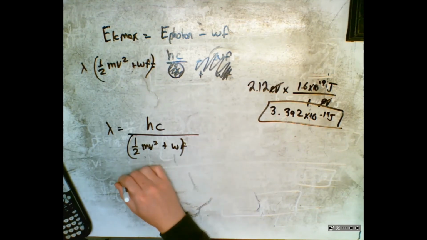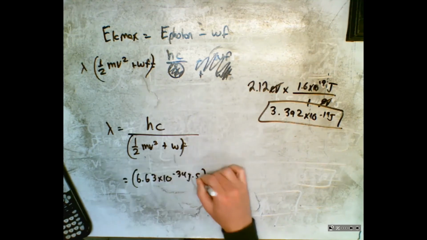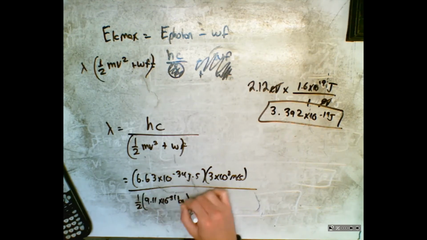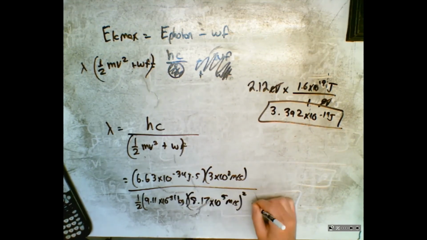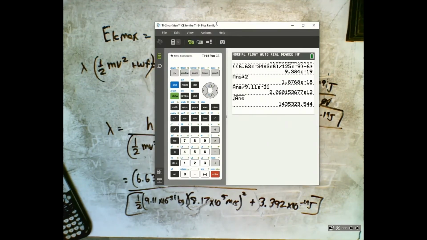So 6.63 times 10 to the negative 34 joule seconds is our h, times the speed of light, divided by 1/2 the mass of the electron, and our speed in the question, which is 8.17 times 10 to the 5 meters per second, squared, plus this work function of 3.392 times 10 to the negative 19 joules. It's a big calculation, so I'll use my on-screen calculator to type that all in.